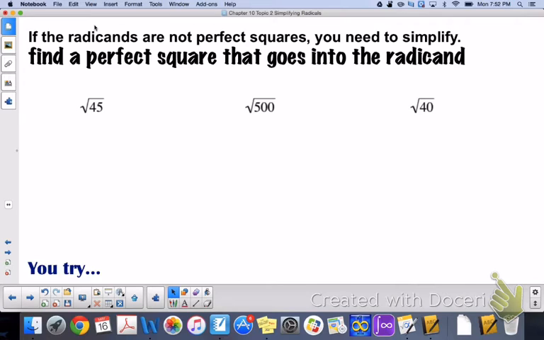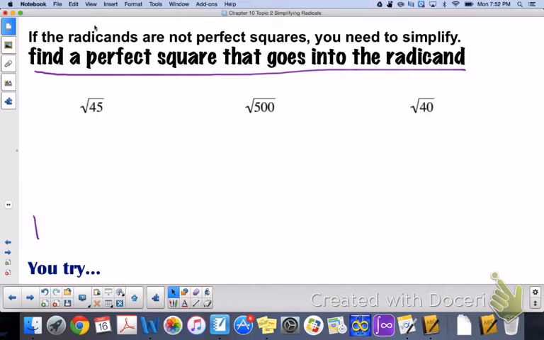Okay, so in this topic 2, we are going to be simplifying radicals. If the radicands are not perfect squares, you need to simplify. So what we need to do to simplify is find a perfect square that goes into the radicand. Somewhere on your paper, maybe above or below this, we're going to write out the perfect squares, which we learned in topic 1.